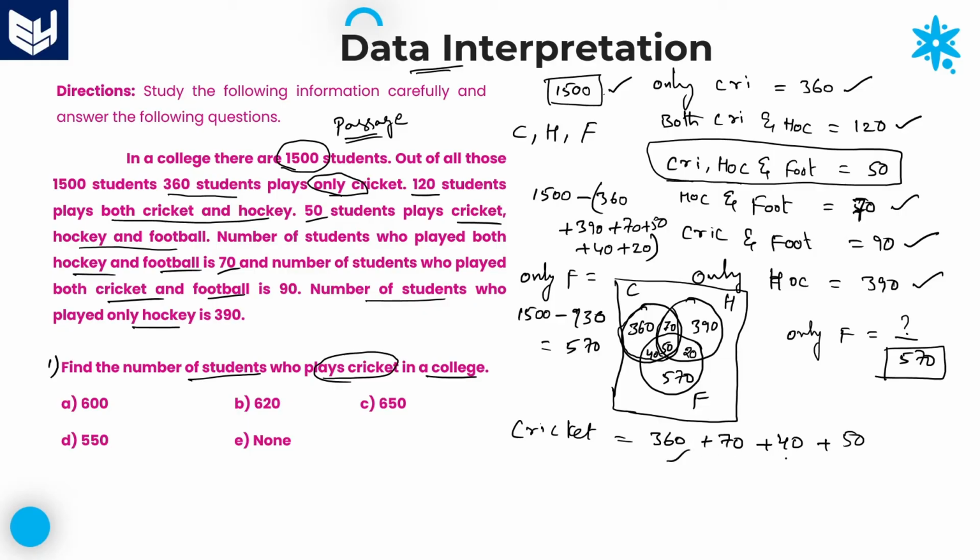360 plus 40, 400. 400 plus 70, 470. 470 plus 50, 520. Therefore, the number of students who are playing cricket is equal to 520. That is the answer for this question. Look at the options. Among the options, 520 is not there in any of them. Therefore, your required answer is option E, none of these.